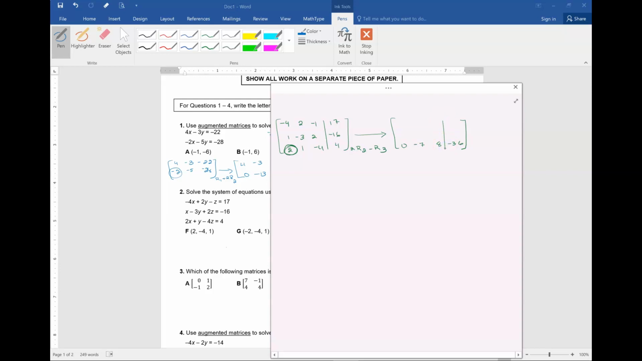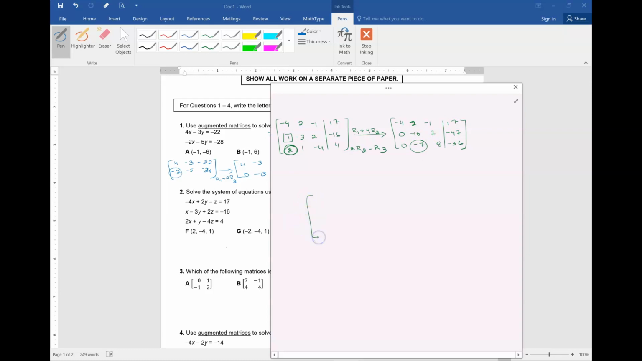Okay, next, I want to make that 1 a 0. For that one, I want to do row 1 plus 4 times row 2. So here I get a 0, and then 2 minus 12 is -10. Row 1, -1 plus 4 times 2 is 8, so that's 7. And here 17 minus 4 times 16, that's -47. Okay, the first row will remain unchanged. -4, 2, -1, 17.